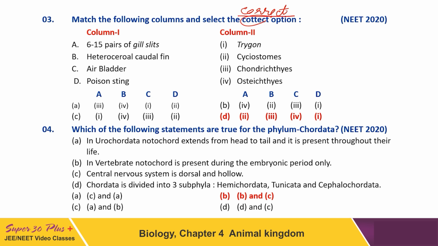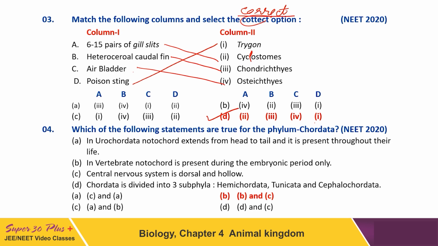Yes. Come on. 6 to 15 pair of gills. 6 to 15 pair of gills found in, yes, this one. Is it right? Heterocercal caudal fin is found where in third, that is caudal fin in cartilaginous one. Air bladder is found in, that is bony fish, and poison sting is found in, that is this Trygon.